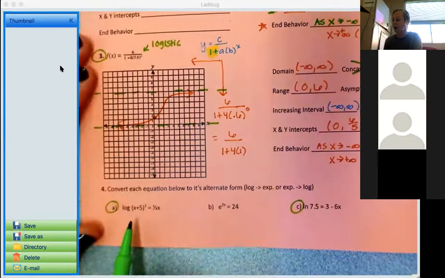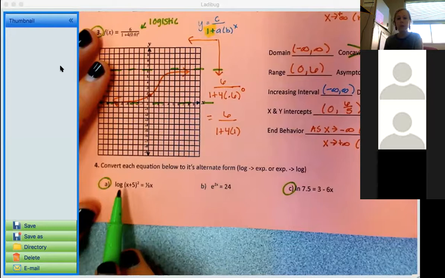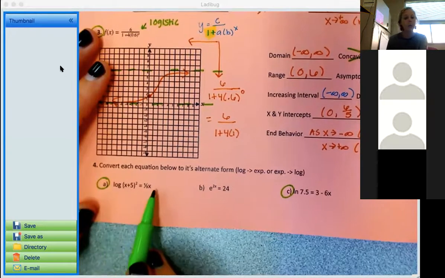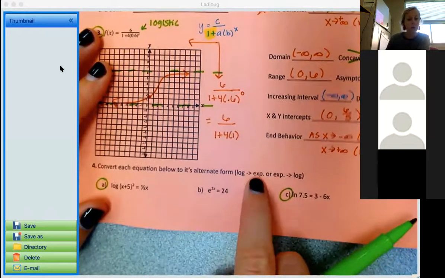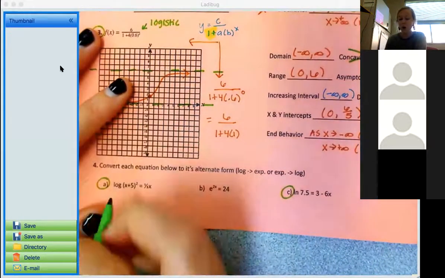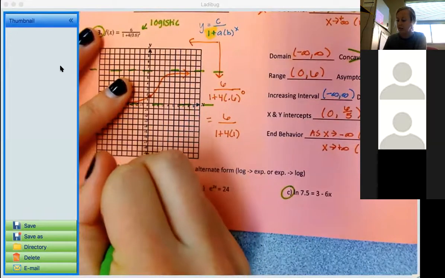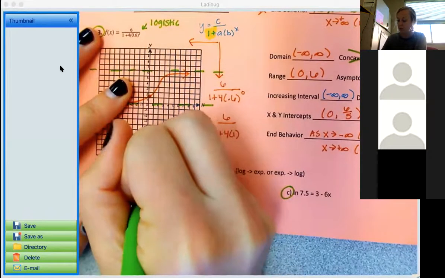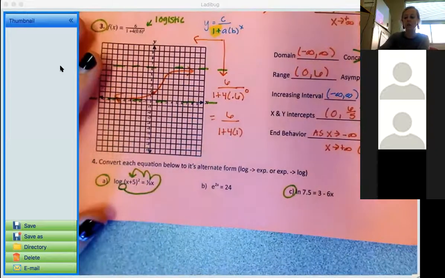All right, so for A, convert each equation to its alternate form. If you look at A, this is a logarithmic equation, which means I want you to convert it to exponential. To convert a log to exponential, we take the base, raise it to the solution, and it will equal the argument. This is your loggy froggy if it asks you to convert.